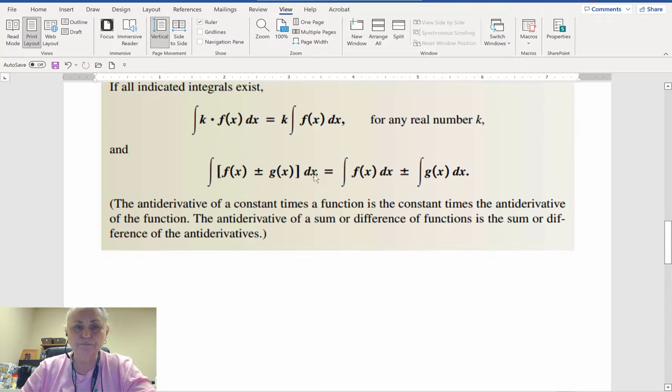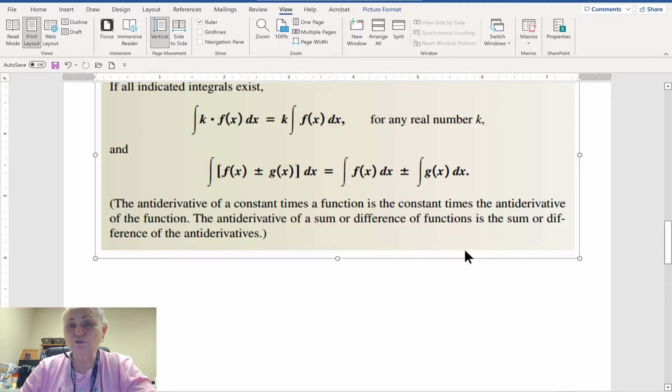That's all that says. And this says if a function is made up of multiple terms, added or subtracted, you just take the integral separately.